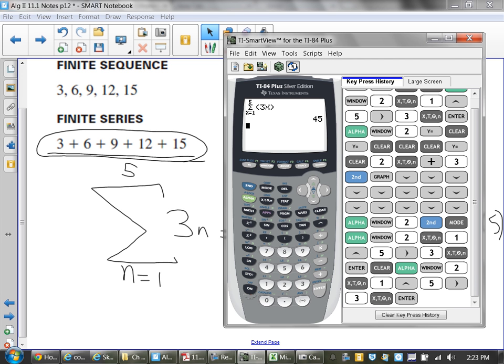Okay? But sometimes the tough part of this is coming up with a rule. Okay? Did everybody get that okay on the calculator with the alpha? Okay. Now, what's the difference between a finite and an infinite series then?